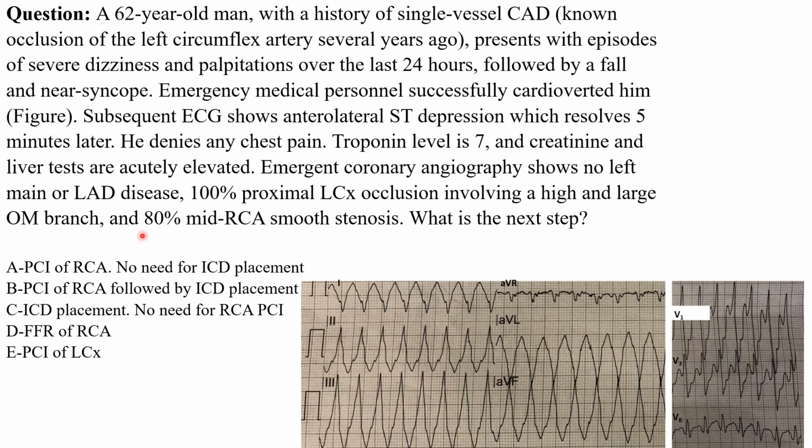A, PCI of RCA, no need for ICD placement. B, PCI of RCA followed by ICD placement. C, ICD placement, no need for RCA PCI. D, FFR of RCA. E, PCI of left circumflex occlusion. Again, this is the EKG. Look at it carefully.